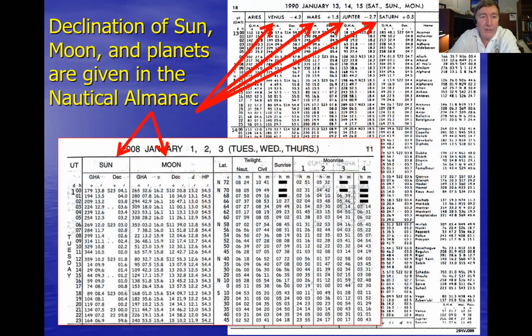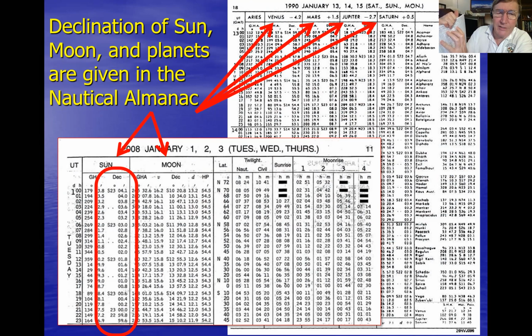So this is where you would look to find the declination of the various objects. If you look at the declination of the sun, you'll see it's changing, though not terribly fast. On this particular page it's 23 degrees, basically all day long. Now, if you look in your book, you're going to see different numbers, because your book has May, whereas my book has January. So that was the difference.